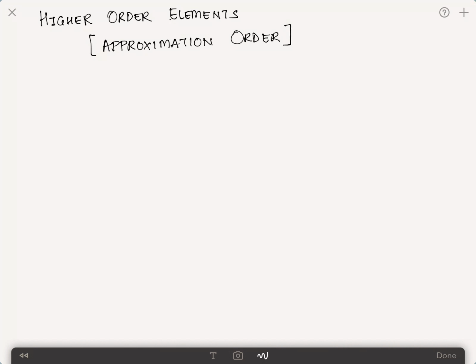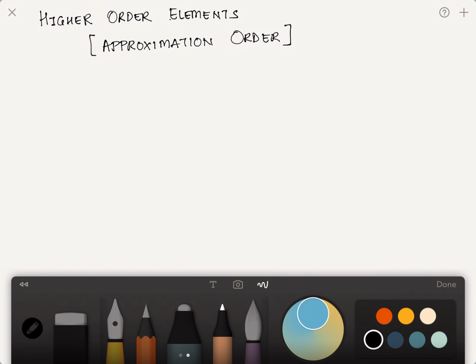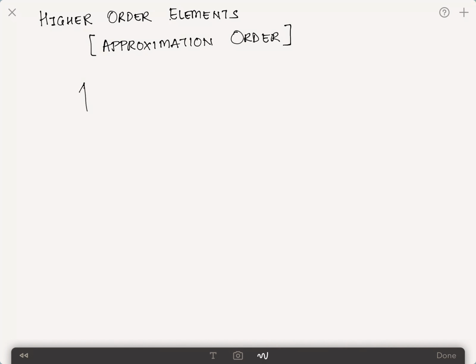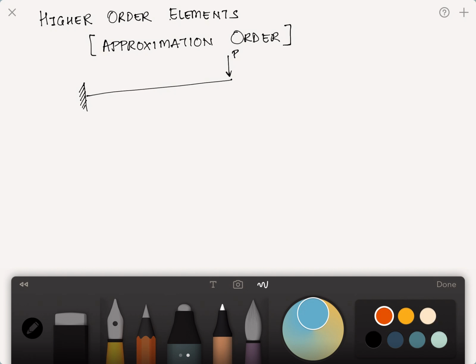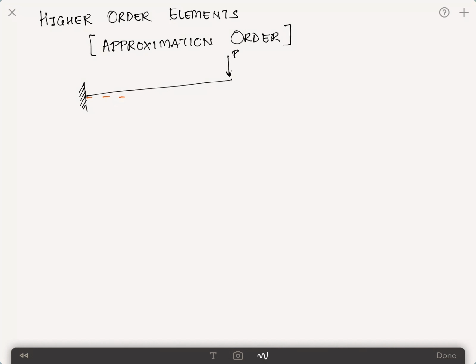In this video, we will discuss the approximation order of elements and specifically higher order elements. Now, let's start with a very simple example of a cantilever beam. Let's say we have a cantilever beam which looks like this, and you have an end load P acting on the beam. From our experience, we know that the beam is going to deflect in a certain way which looks like this.